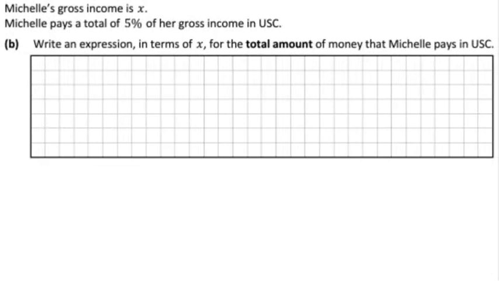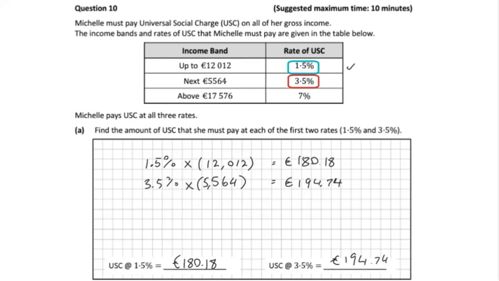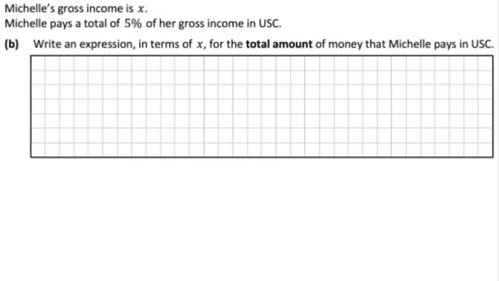Now we have some information here. Michelle pays 5% of her gross income, but our gross income is defined as x. So if we want to get our gross income, we need to go through the bands, row by row, to get the total amount. We already have summed up the first two rows here, so we're going to go on to the third row at 7%. We sum up the 1.5% and the 3.5%, and we will get 374 euros and 92 cents.